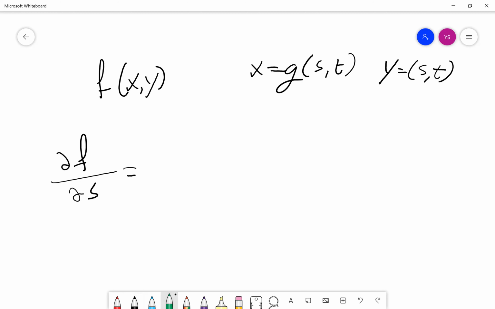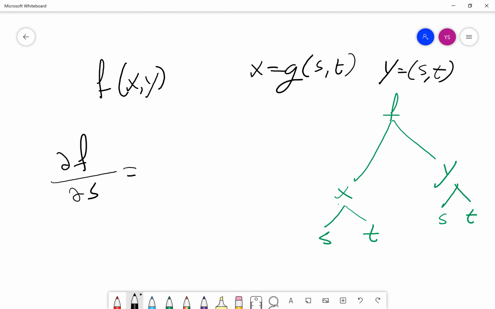So we draw a graph, and this is our f, this is x, this is y, this is s, t and s, t. So we draw a graph where f depends on x and y, x depends on s and t, and y depends on s and t. And then when we write the derivative, we say, okay, we want to know how f depends on s. So how small changes in s change f.